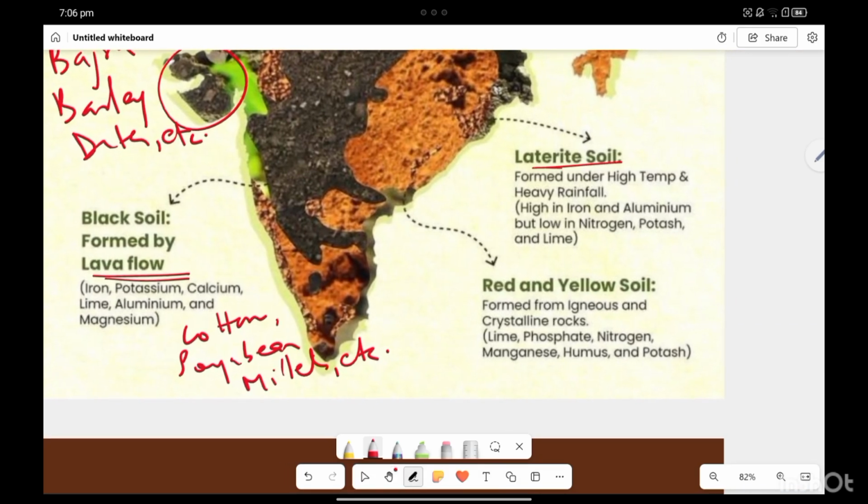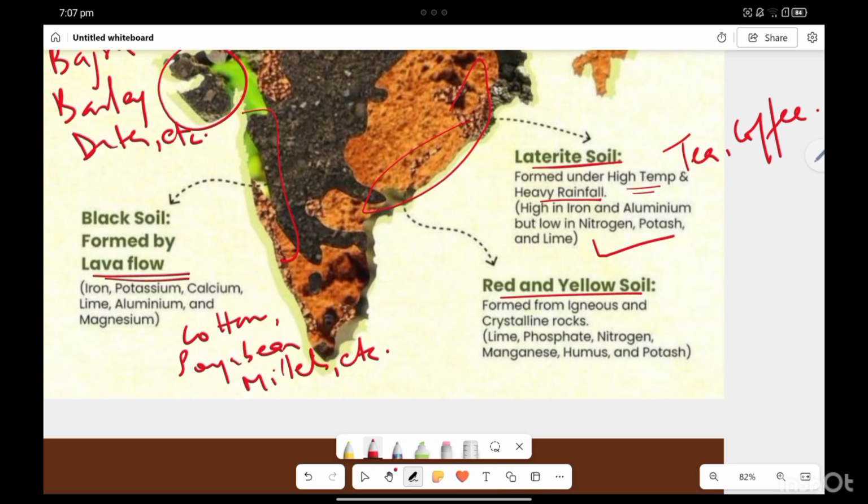Now, laterite type of soil. Laterite type of soil is found in the northeastern area and also the Western Ghats. So it is formed under high temperature and heavy rainfall. They are rich in aluminium, but they have low content of nitrogen, potash, and lime in it. So laterite type of soil is well suited for the growth of tea, coffee. That's why we see it mostly in the southern part of India.